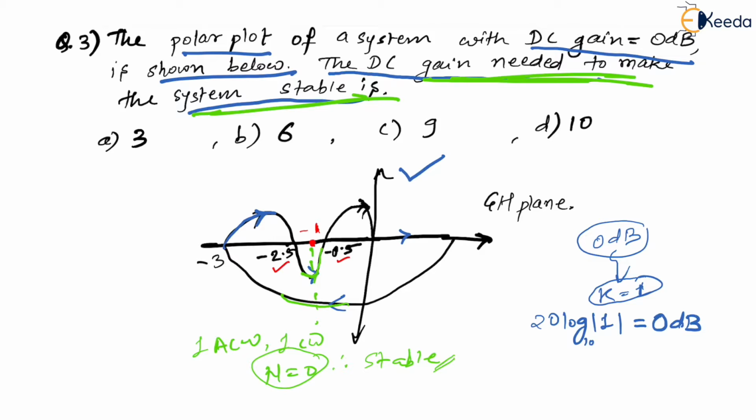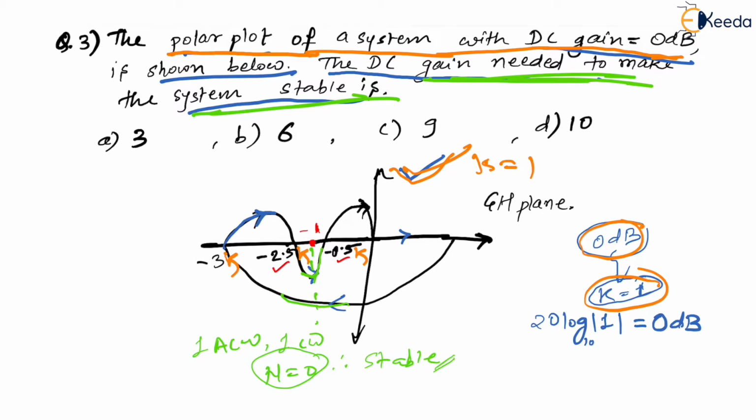Do you agree with me that when k equal to 1, which means gain equal to 0 dB, this was the plot given, right? Because they're saying that the polar plot of a system with DC gain equal to 0 dB, this is the plot when k equal to 1. So I am interested in a more generalized plot wherein I have k also in the equation. If I'm interested in that one, then definitely this -3 will just become -3k. This -2.5 will become multiplied by k, and this one also gets multiplied by k.